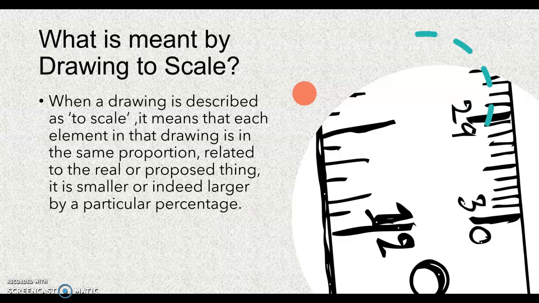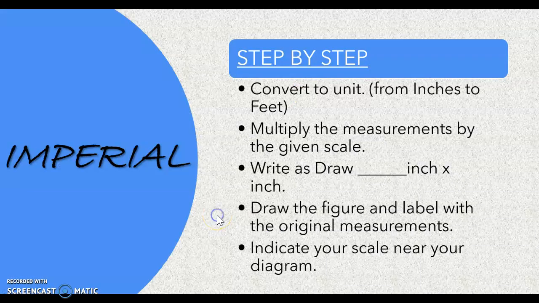So actually, drawing to scale has two major parts, which are metric and imperial. And today we'll be solving a problem related to imperial. Here are the few steps which we have to always follow while solving a problem of imperial. The first step is that we have to convert the given measurements to the unit, that is from inches to feet. It is followed by a step that we have to multiply the measurements by the given scale.